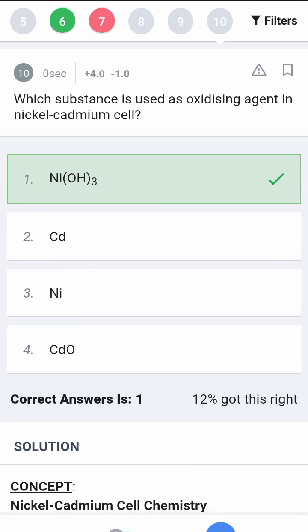Which substance is used as an oxidizing agent in the nickel cadmium cell? In the nickel cadmium cell, cadmium plus Ni(OH)3 forms Cd(OH)2 plus Ni(OH)2. So Ni(OH)3 is the oxidizing agent in the nickel cadmium cell.